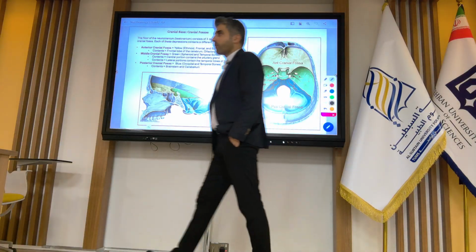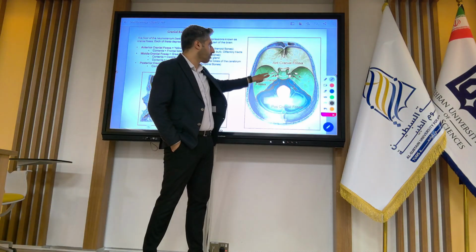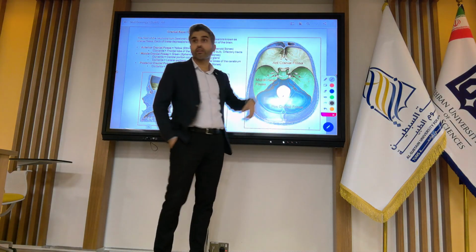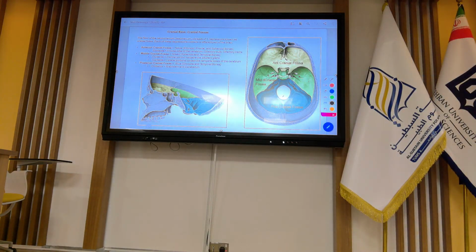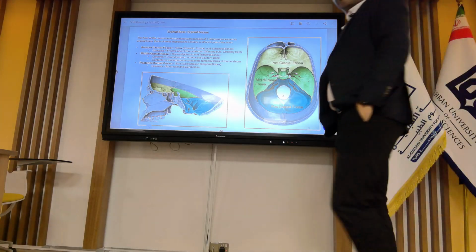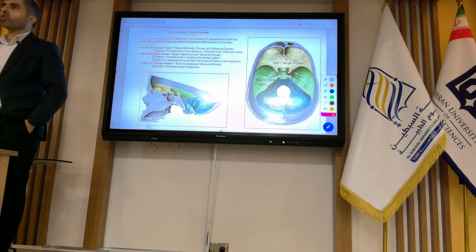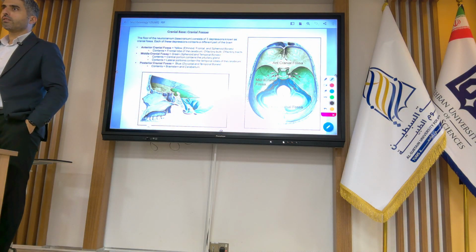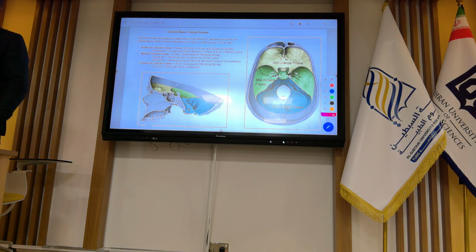Which structures pass through these foramens? From here, here, here, here. Nerves. How many nerves do we have? What is CNS? Central nervous system. I'm asking about the CNS. CNS includes the brain and spinal cord: all of the brain, the little brain, the brain stem, and the spinal cord. We call it CNS.